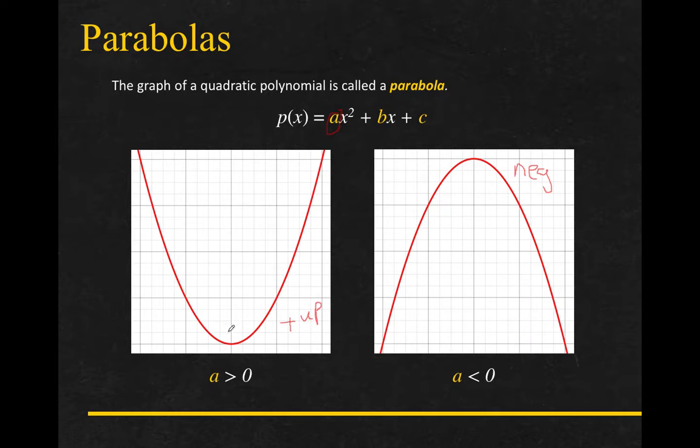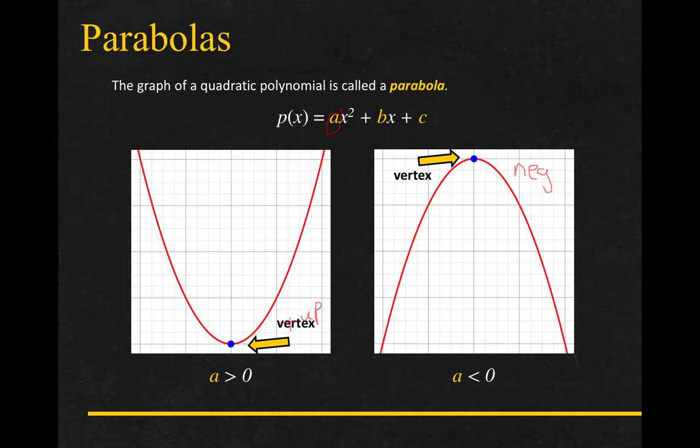Also, we have other features. As I was talking about the minimum and the max, we call these the vertex. It doesn't matter if it's a minimum or a maximum, it's still called a vertex. Now we specify if it's a vertex and a min, or a vertex and a max.